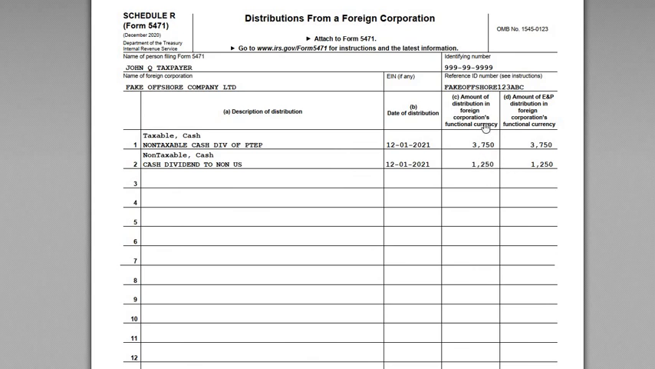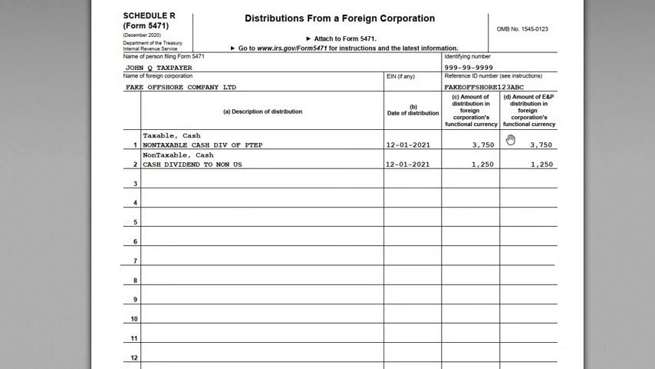So the $3,750 in column C, they want to know the amount in the functional currency that was actually distributed. So column C, using the functional currency, is going to be what was actually paid out. And then it's in column D where we get a little more precise here about whether or not this was a distribution from the foreign corp's E&P or not.